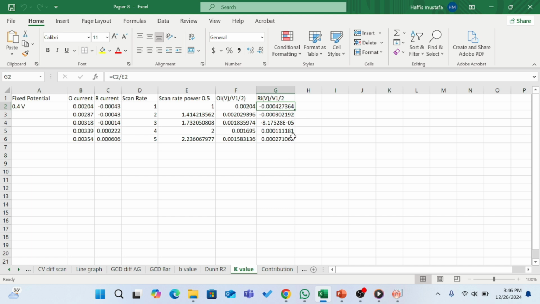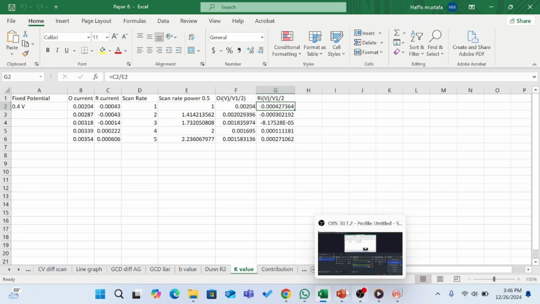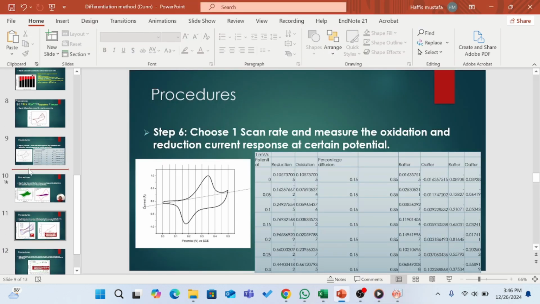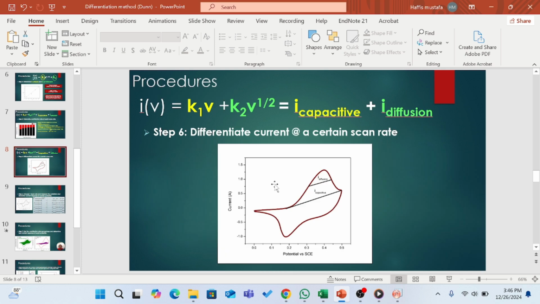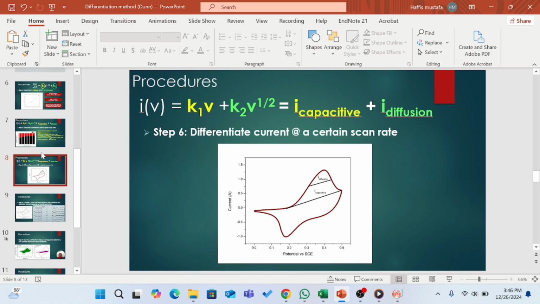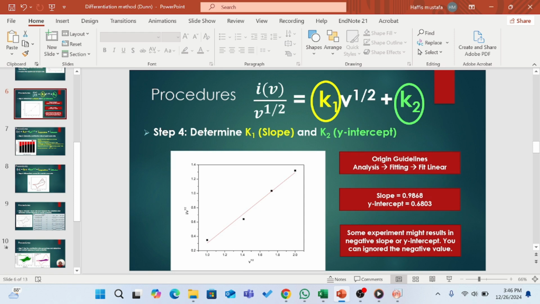Why do we need to do this? Because to get the k value, if you understand, let's revise back the chapter. To get the k value, we need to plot the current at fixed voltage divided by square root scan rate, that is your y, and your x is square root scan rate. So you need the value of current divided by square root scan rate as your y-axis, and your x-axis needs to be square root scan rate.